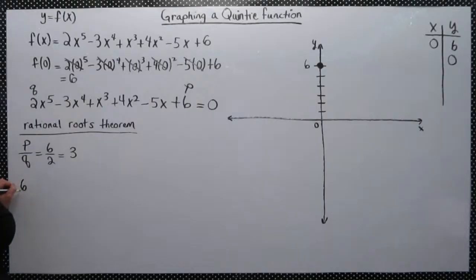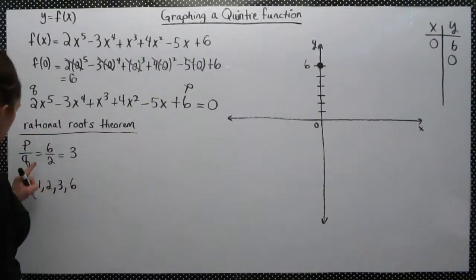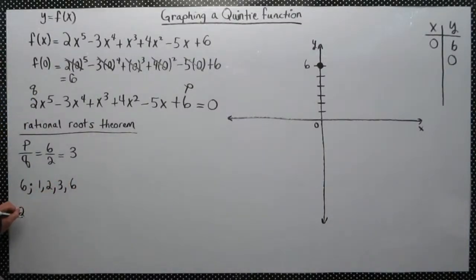So that's 6. We have 1, 2, 3, and 6. And then 2, I feel like I've already done this one. Maybe not. Okay. 2 is going to be 1 and 2.